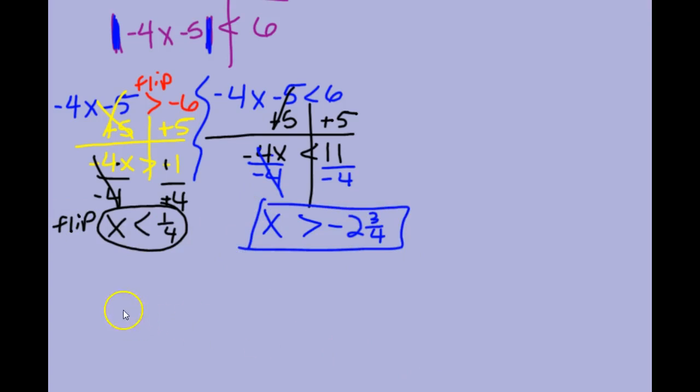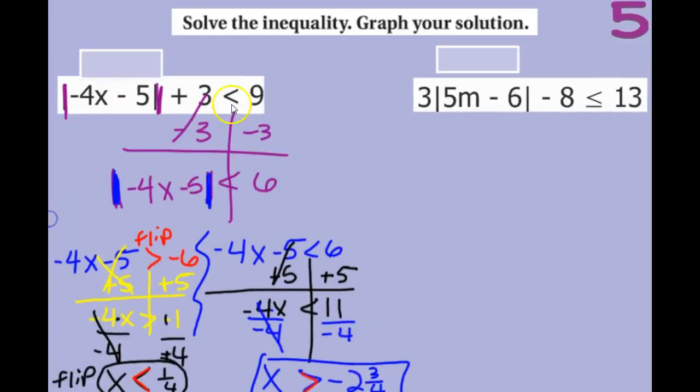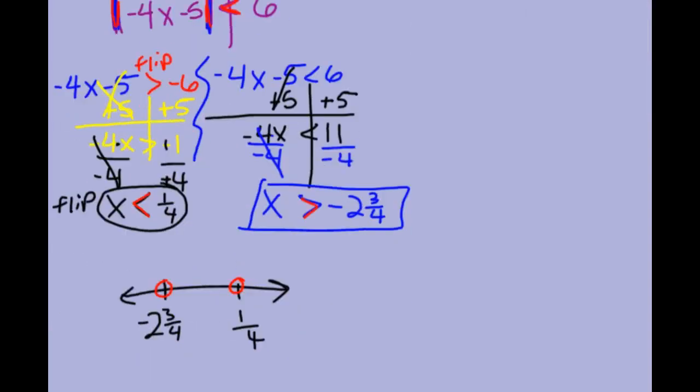And then I just have to graph this. So negative 2 3/4 is the least. 1/4 would be the greatest. Both of these symbols are open. And if you want to look, right here I had less than, or actually I should look when the absolute value is by itself. Less than gives me "and," with 1/4 pointing to the left, and negative 2 3/4 pointing to the right.